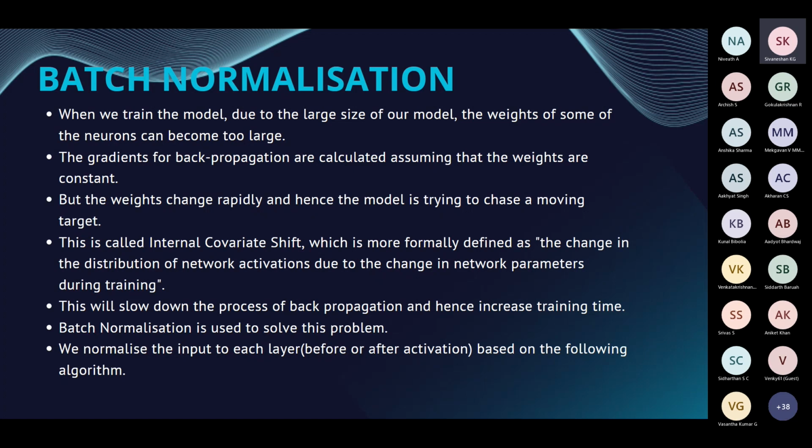Also, when your data is not normalized, certain gradients might be too large and certain gradients might be too small. So your model will be too unstable, and we don't want that because it's not efficient. That's called internal covariate shift, and we solve it by normalizing our data after each layer.